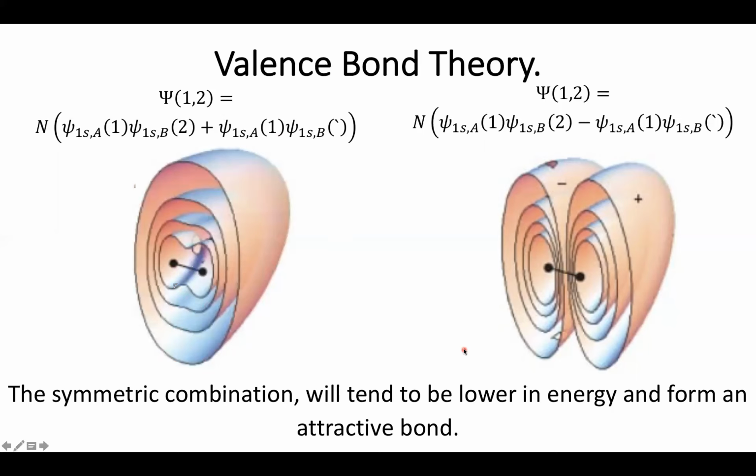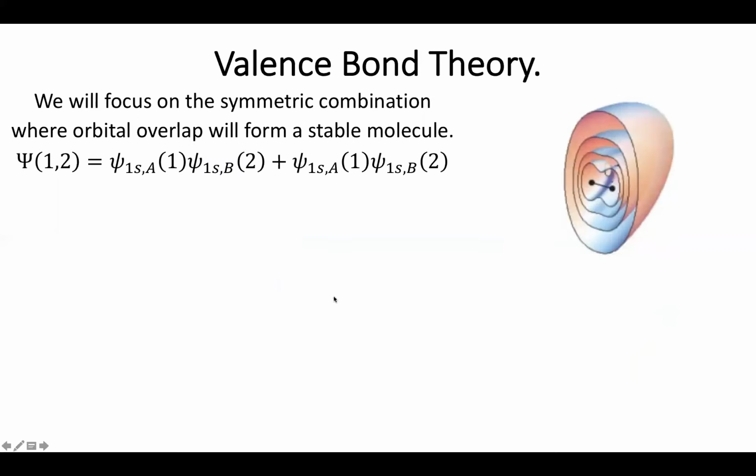So let's try and diagnose this wave function. And for now, we're going to ignore the normalization constant. Again, I'm going to have a symmetric combination where this overlap is going to form a stable molecule. Now, let's try and diagnose what this looks like a little bit more mathematically. It turns out that each of these atoms are hydrogen.